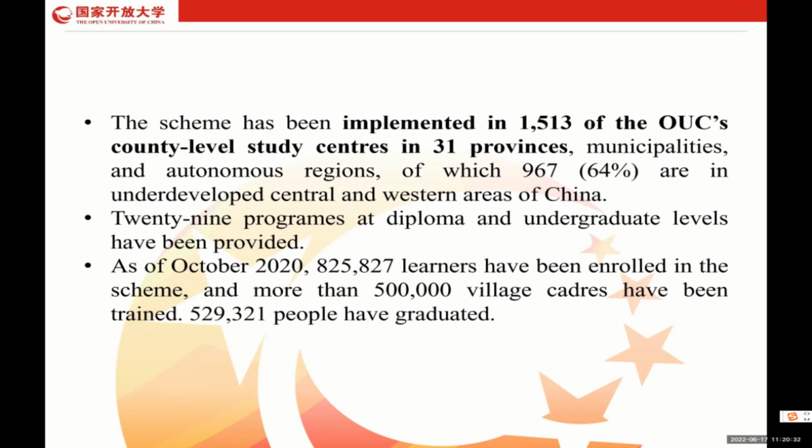And 29 programs at diploma and undergraduate levels have been provided. Until October 2020, more than 800,000 learners have been enrolled in the project, more than 500,000 village cadres have been trained, and more than 500,000 people have graduated.